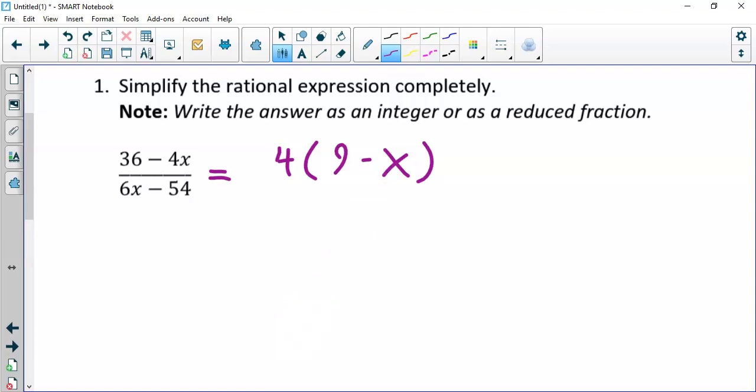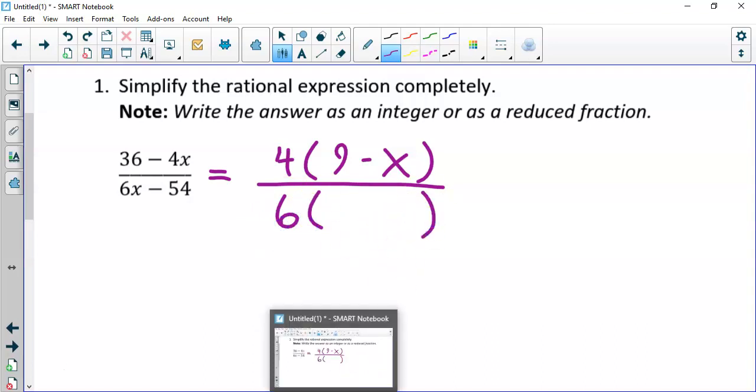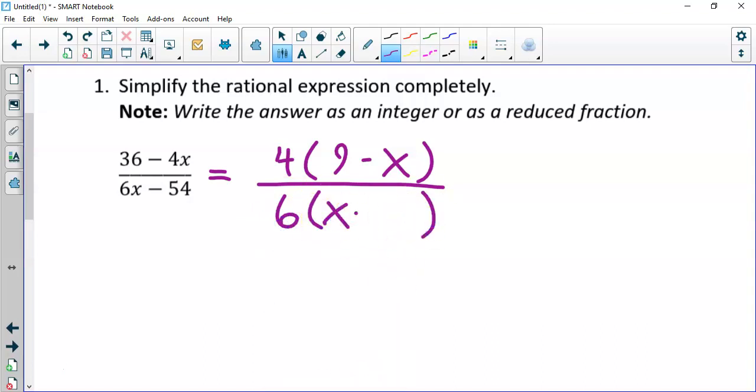Because we didn't pull out a negative 4 to make it x minus 9. We just pulled out a 4. What do you think is coming out on the bottom? What's the GCF, silly? Oh, 6. There we go. Pull out a 6. What do we get on the bottom? There you get x minus 9.